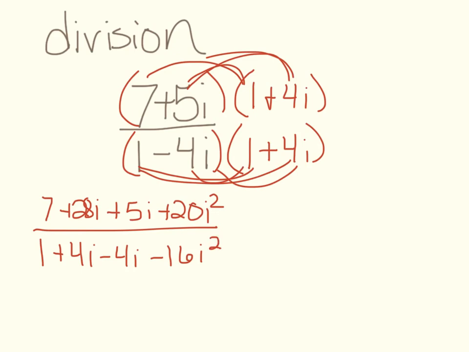So then we clean it up a little bit. I'm just going to take this plus 20i squared, cross it out, and write minus 20, because I know the i squared is negative 1. And I'm going to take this minus 16i squared, cross it out and write plus 16, because minus minus becomes plus.